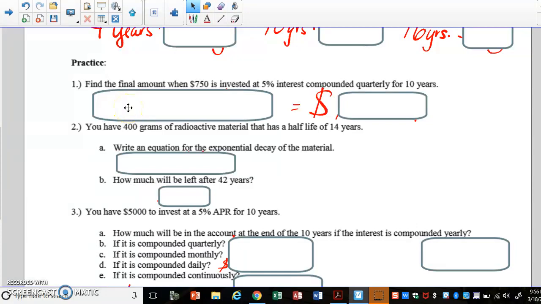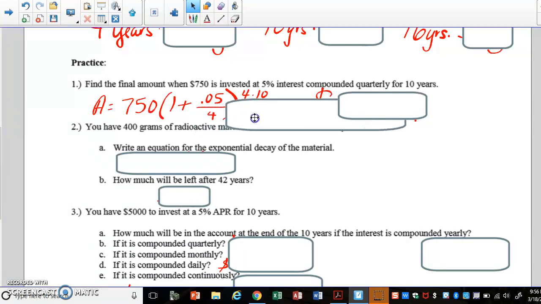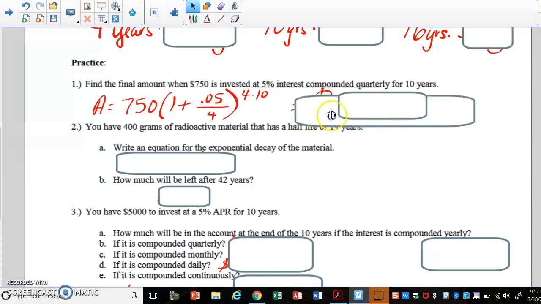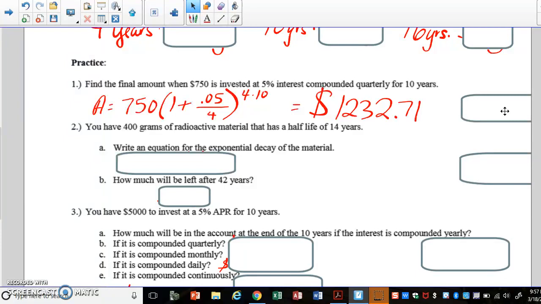So we are going to do it the same way that we've been doing these all. A is equal to what? Well, we start with our initial amount, so 750, and we multiply that by 1 plus our rate, which would be 0.05 over 4. Why did I choose 4? Because it's compounded quarterly. And we raise that to the 4 times 10. Okay? And so then, when we actually solve that, we get 1,232.71.